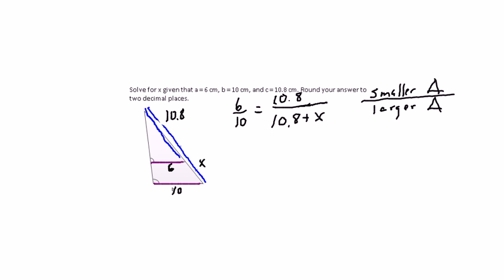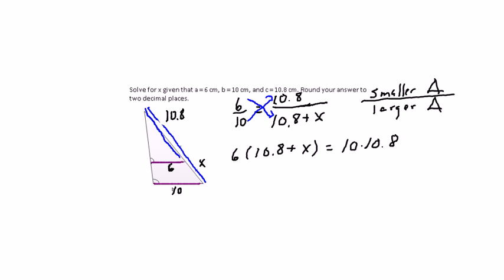Okay, once you have that figured out, then you can cross multiply. Cross multiplying is where you take the numerator times the denominator, like that. So 6 times 10.8 plus X equals 10 times 10.8.